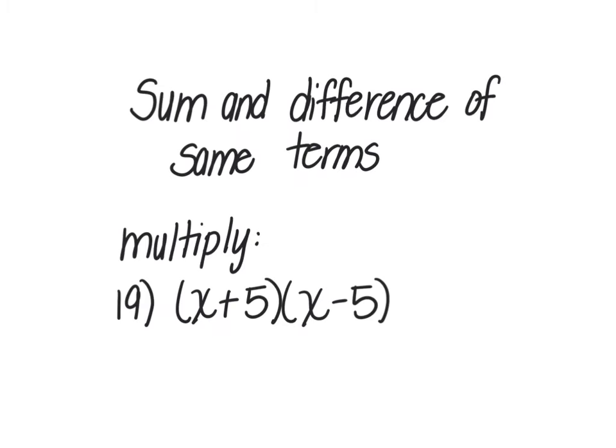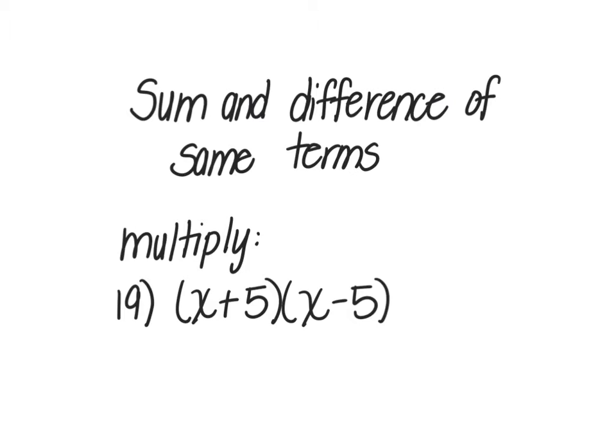In this video, we're going to look at special products, which has to do with multiplying polynomials. We're first going to look at the sum and difference of same terms. So we're first asked to multiply x plus 5 times x minus 5. Well, remember, sum has to do with addition and difference has to do with subtraction.